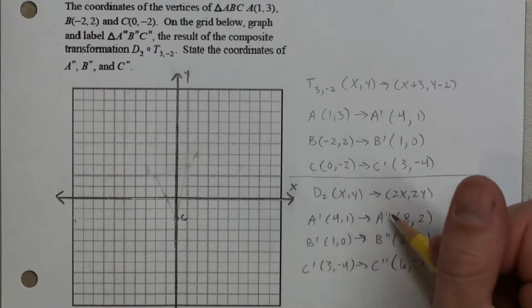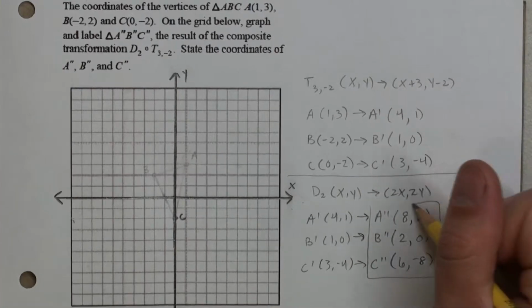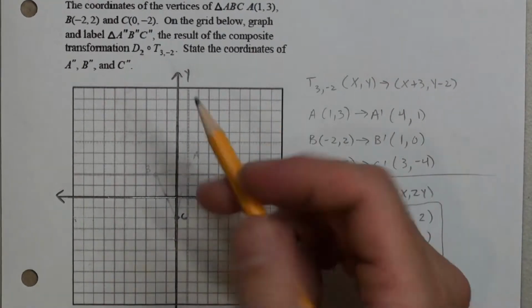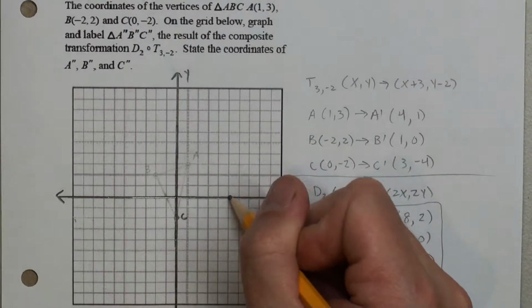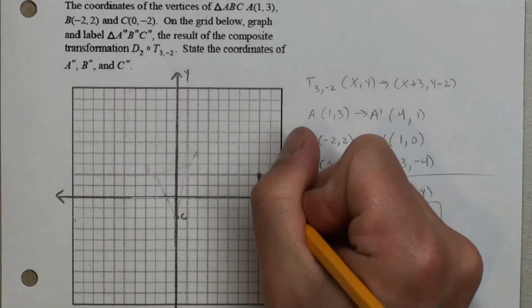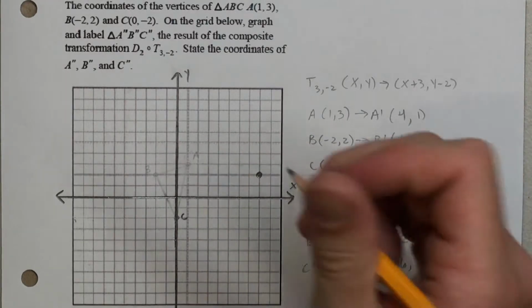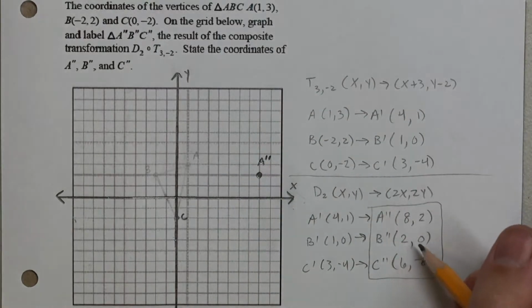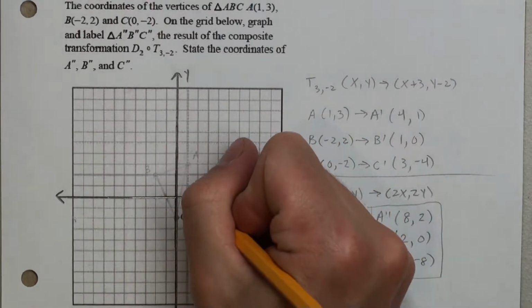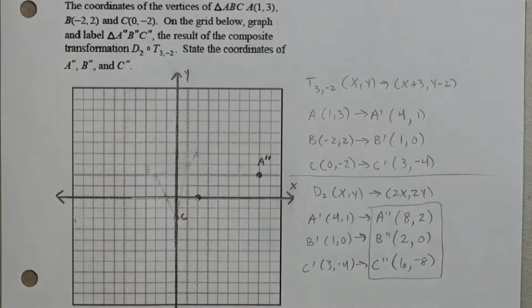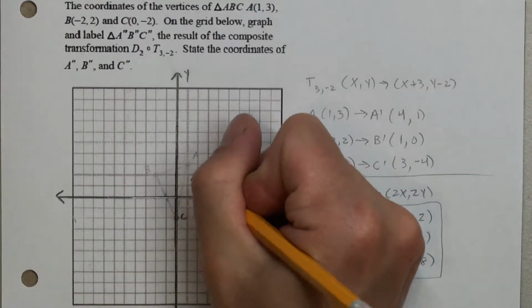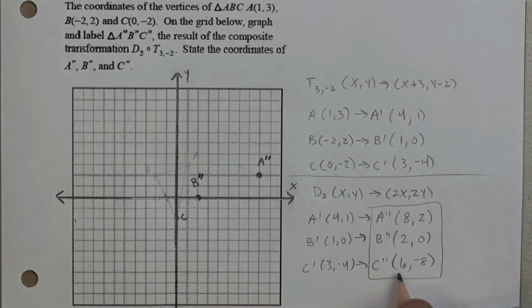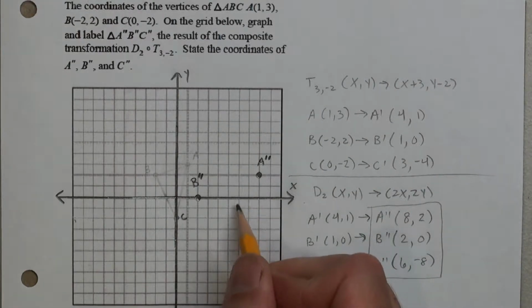Okay, so here's the coordinates. Now I have to plot them also. So 1, 2, 3, 4, 5, 6, 7, 8, 1, 2. That's A double prime. B double prime is (2, 0). Okay. And C double prime is (6, -8).